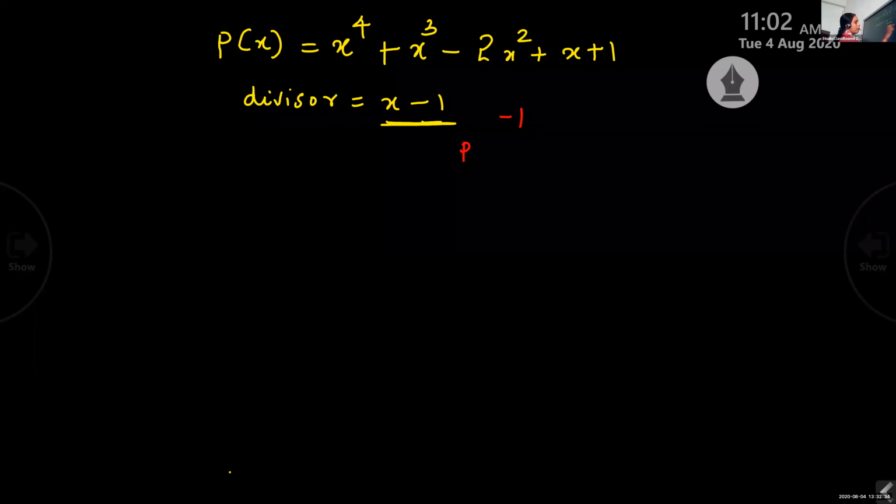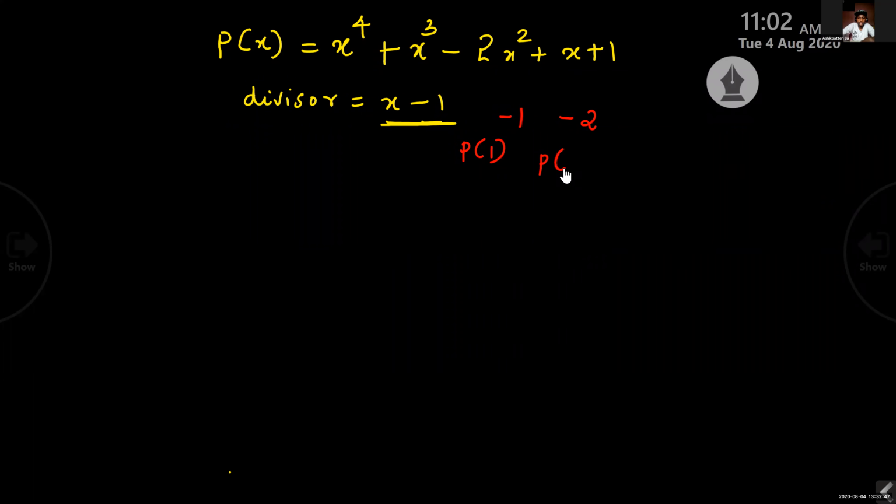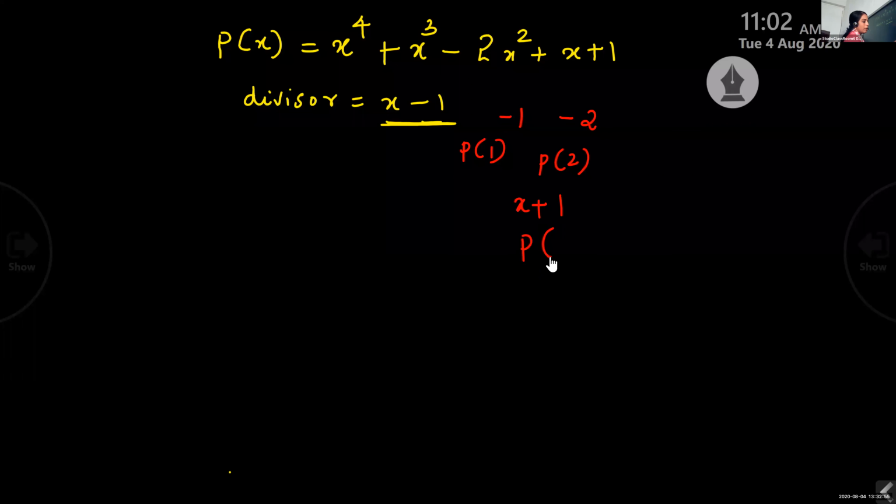it is P of 1. We are substituting positive 1. Clear? So if it is x minus 2, how will you substitute? P of 2. Just opposite. If it is x plus 1, what will that be? P of negative 1. If it is minus 1, you are substituting 1 here.